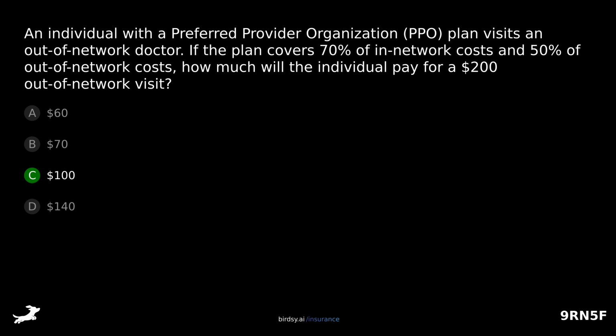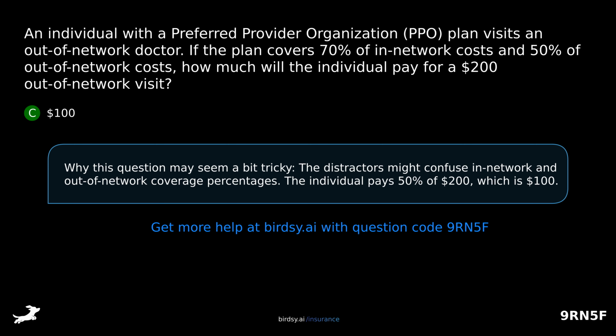Why this question may seem a bit tricky. The distractors might confuse in-network and out-of-network coverage percentages. The individual pays 50% of $200, which is $100.